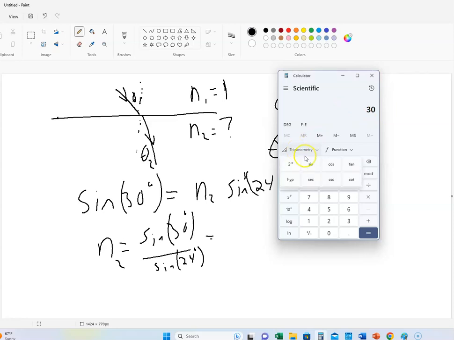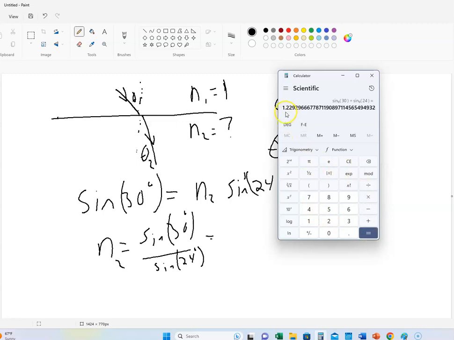All right. So we're going to take the sine, right? I just hit this trigonometry button, and it's going to take the sine of 30. So the answer is 0.5, and then we divide that by the sine of 24. So divided by 24 sine. All right, and so we say equals.